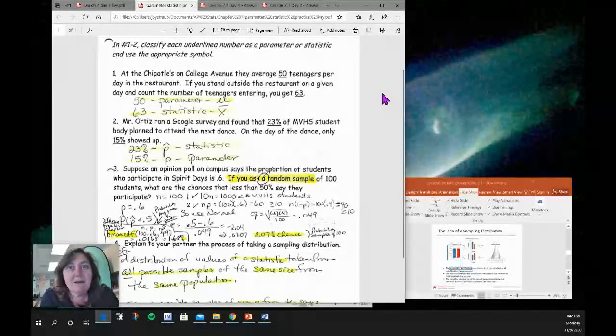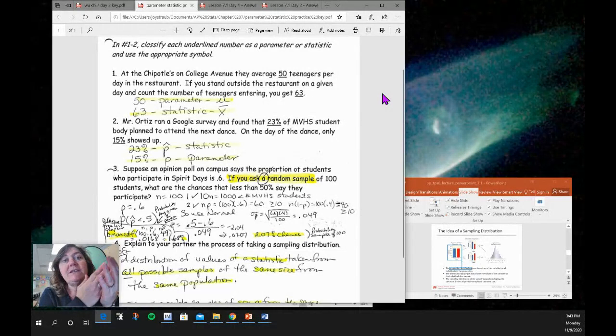It's a percent, which is like a proportion, so it's p hat at 23%, and then the 15% is on the day of the dance, 15% showed up. So this is the population. This is actually what happened. 15% of MVHS student body attended. So this is our parameter, and it's a proportion. It's a percent, so we use the P for percent proportion. Okay? All right. Enough on that one.